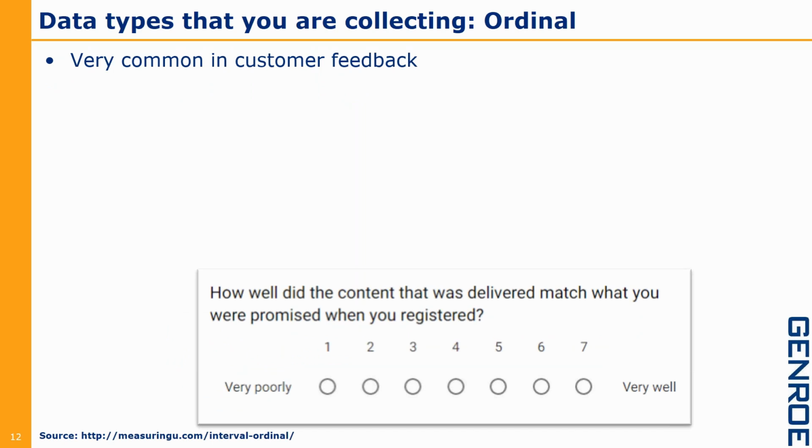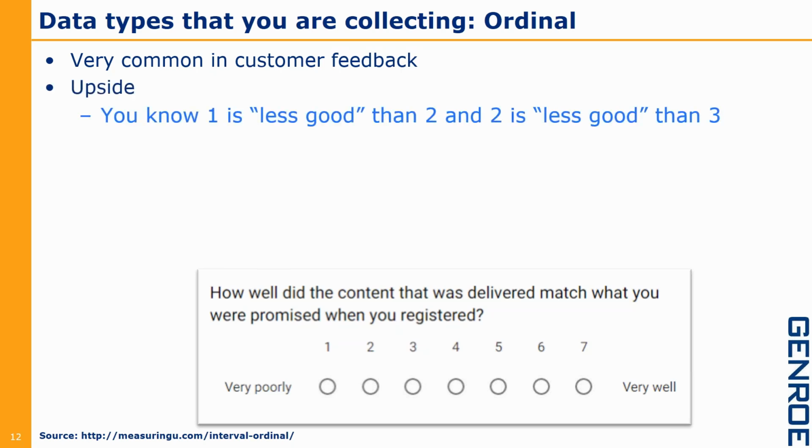The last type of data that you're going to be looking at is what's called ordinal data. Ordinal data is extremely common in customer feedback, and we've just looked at a question that provides an ordinal response: how well did the content that was delivered match what was promised when you registered, 1, very poorly, to 7, very well. The good thing about these questions is that we know that a 1 is less good than a 2, and a 2 is less good than a 3.